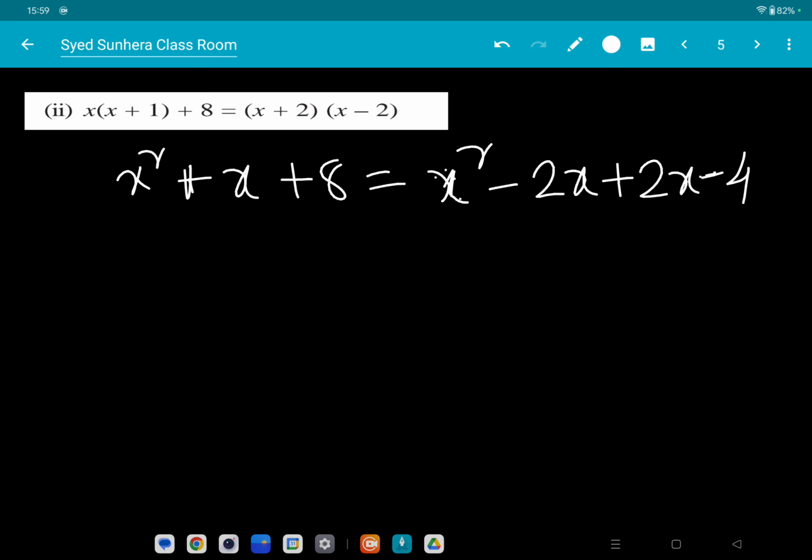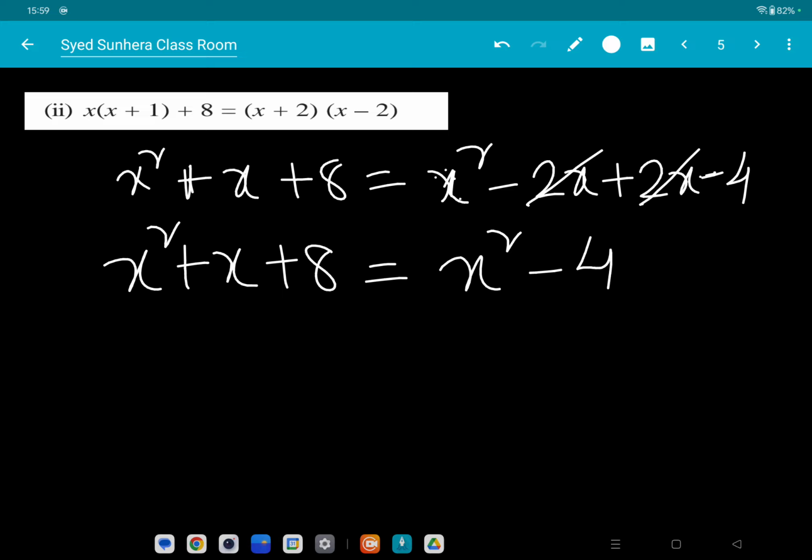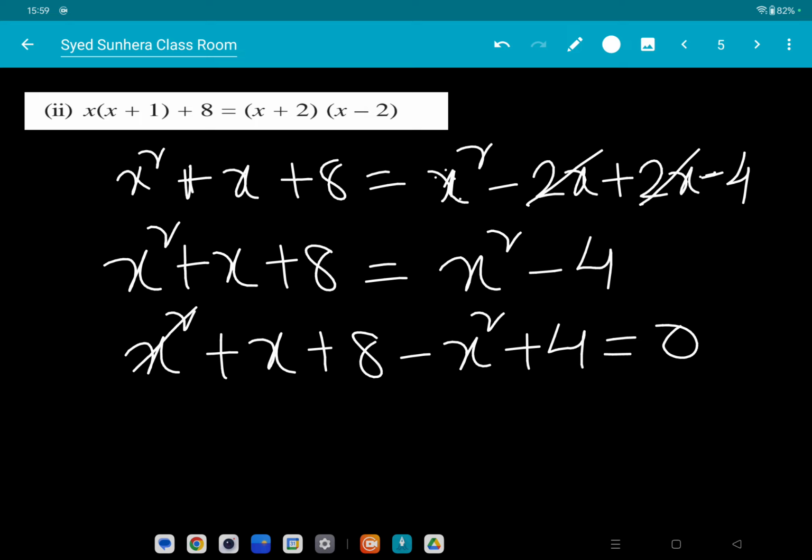Now I am going to solve this. x square plus x plus 8 is equals to, here minus 2x plus 2x cancel, x square minus 4. Now these terms will come to this side: x plus 8 minus x square plus 4 is equals to 0. Plus x square minus x square cancel. Now x plus 12 is equals to 0.